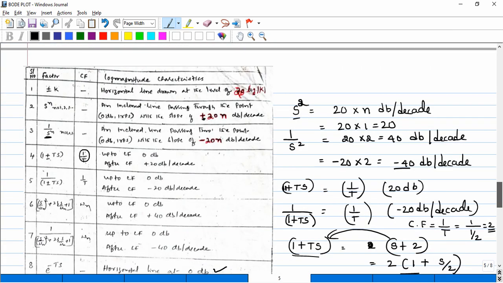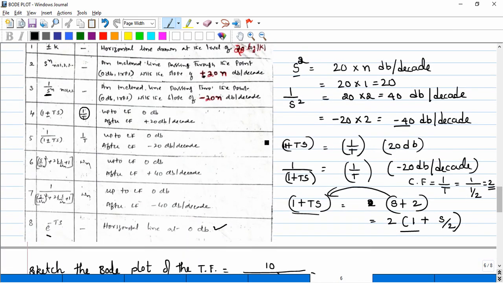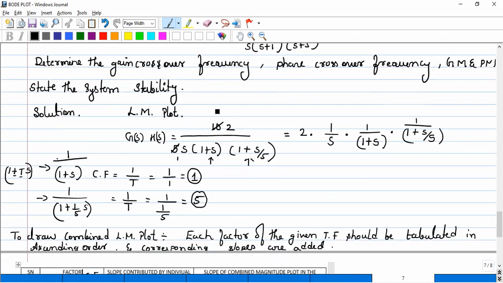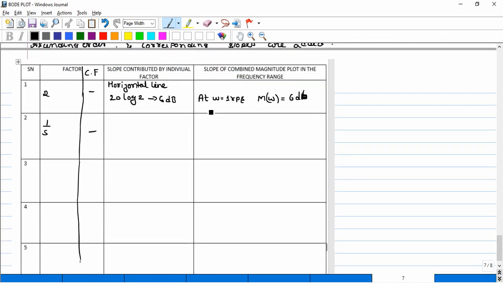See, this will be your reference table for considering the slope. If it is 1 by s, that is 1 by s raised to n, the formula is minus 20 into n dB per decade. So the slope will be minus 20 into n. N is nothing but the degree, it is s raised to 1. So the final slope will be minus 20 dB per decade. Okay. And here let me make a statement.